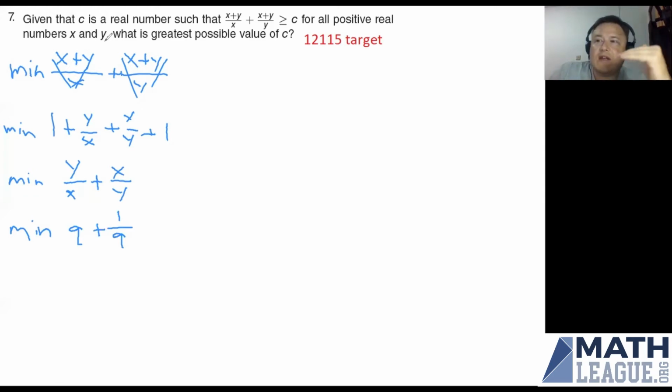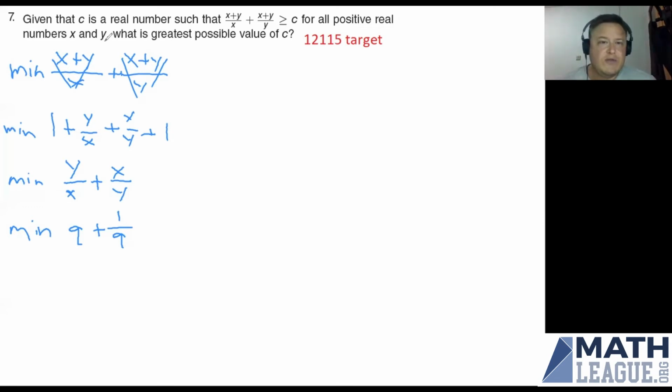So as I continue down towards 1, we see that we can get as low as 2 for a sum of a number and its reciprocal. Can we get any lower than 2? So if we put q equal to 1, then q plus 1 over q is going to be 1 plus 1, which is 2. Can we do any better than 2?